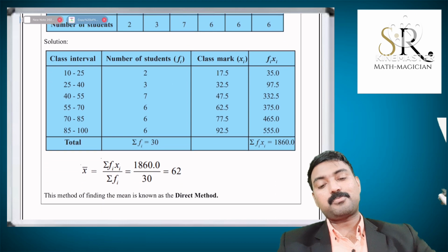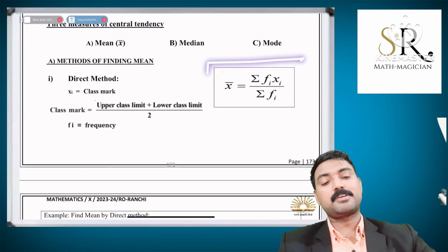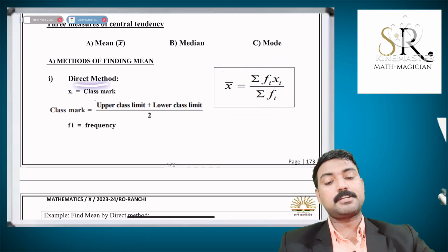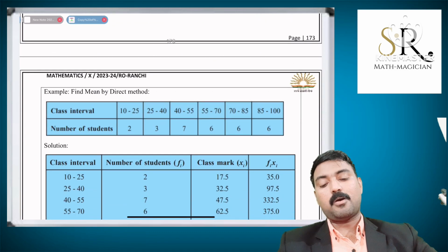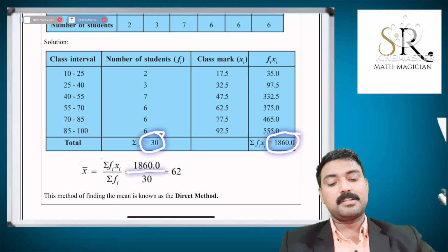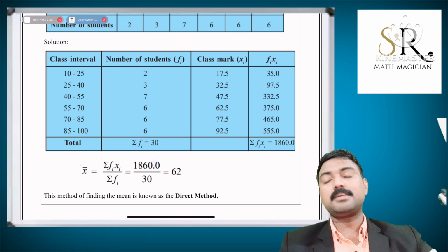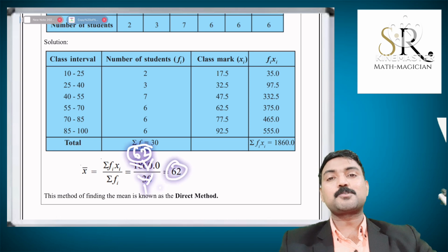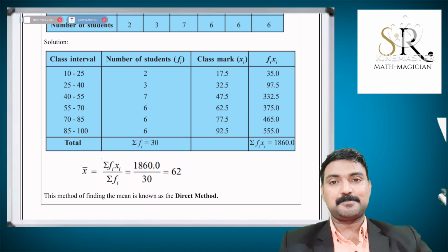Now we can find the arithmetic mean by using the previous equation in direct method. We studied what the direct method equation is, sigma fx by sigma f. Already we got sigma fx as 1860 and sigma f as 30. So we can divide 1860 divided by 30. This 0 cancelled. In 3 there is 1 3. In 18, 6 3s are 18. In 6 how many 3s? 2 3s are 6. So 62 is the answer. So 62 is the arithmetic mean.